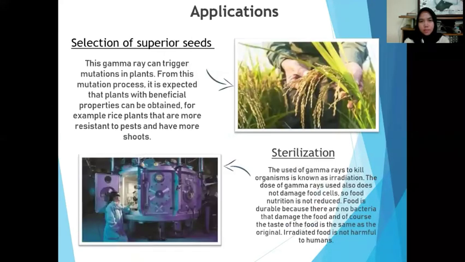Next, the applications. One of them is the selection of superior seeds. This gamma ray can trigger mutations in plants. From this mutation process, it is expected that plants with beneficial properties can be obtained. For example, rice plants that are more resistant to pests and have more shoots.